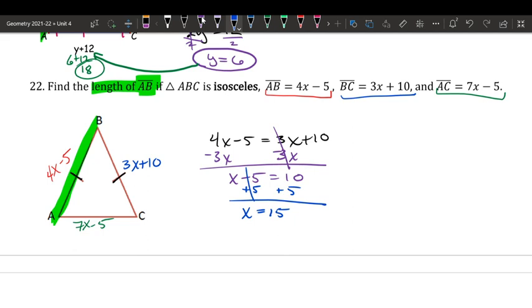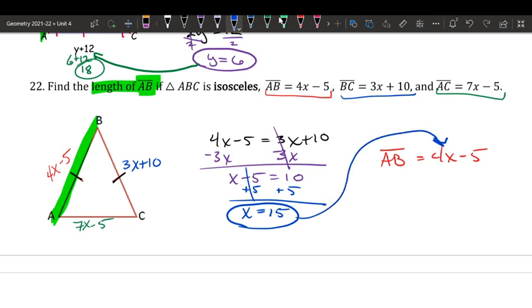Just like the last problem, I found the variable, but I wasn't asked for the variable. I was asked to find the side length of AB, and I know that AB is 4x minus 5. So if I take x is 15 and plug it in for x, then it's 4 times 15 minus 5. So that is 60 minus 5. So that is 55.